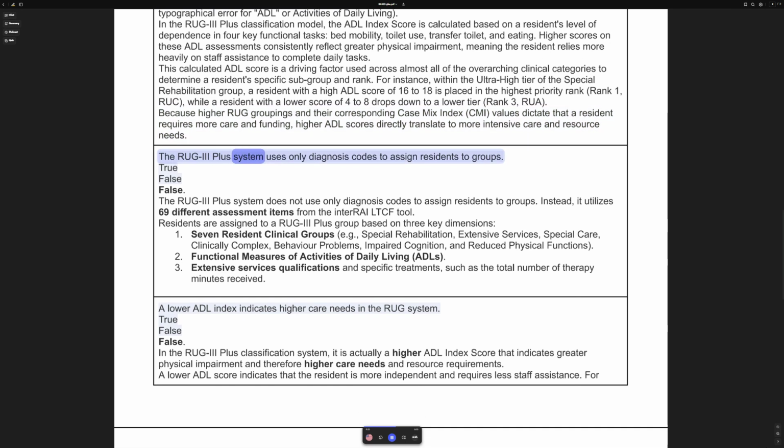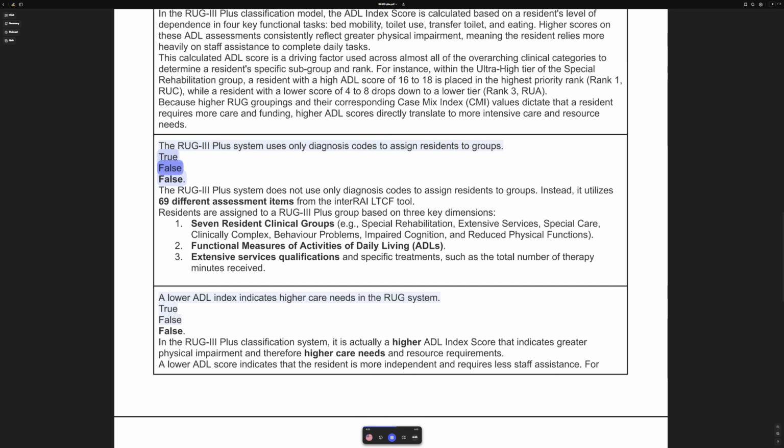The RUG 3 Plus system uses only diagnosis codes to assign residents to groups. True, false.